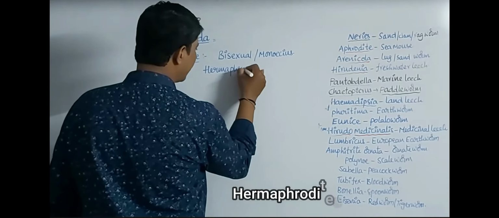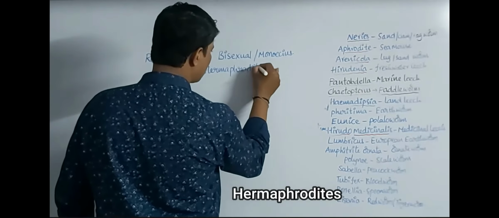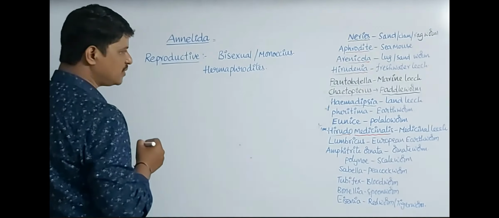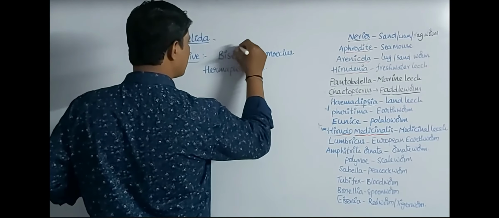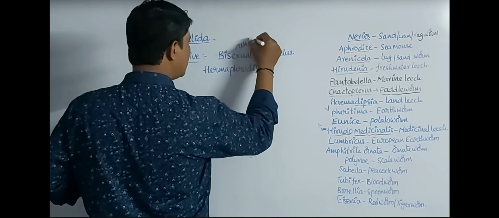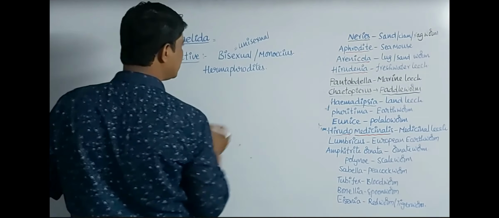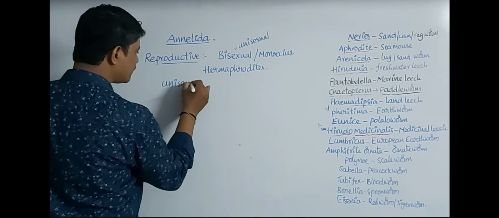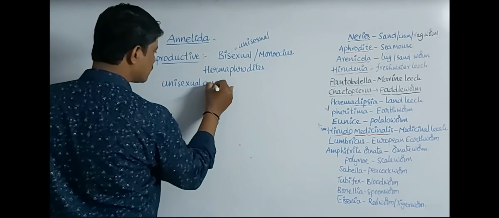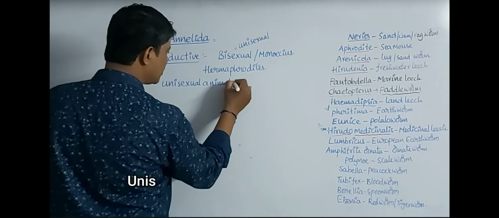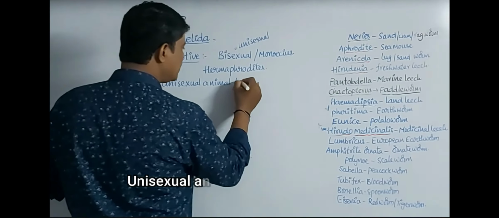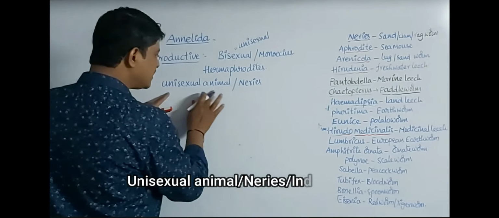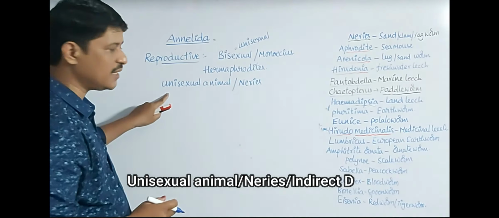Right? See, in these animals, some are bisexual, some are unisexual animals. Unisexual animals, dioecious, are present in Nereis. So unisexual animals, example is Nereis.